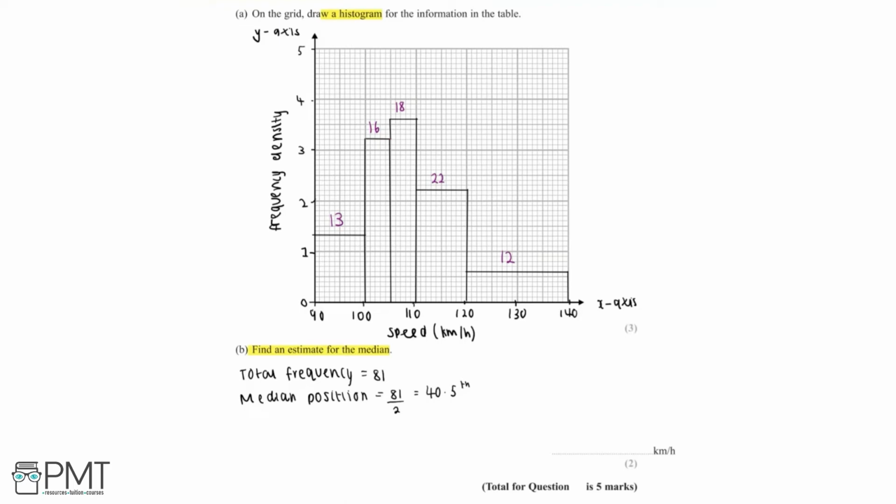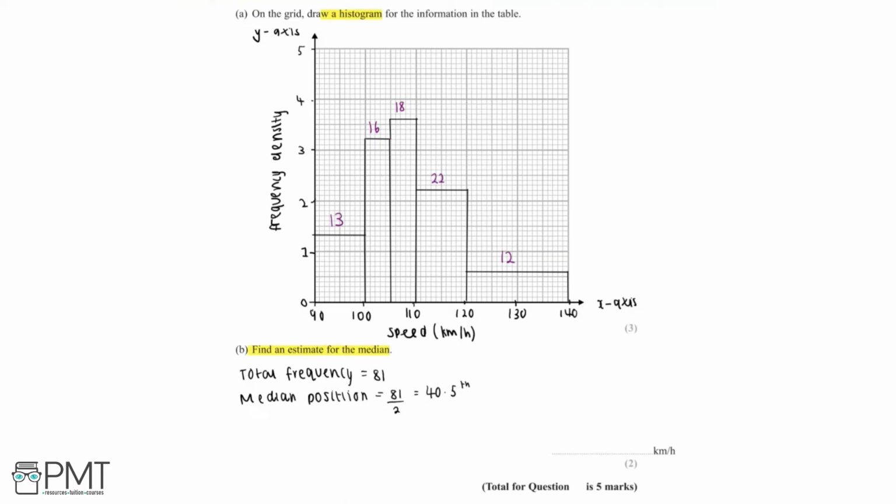Now to find an estimate for the median using our histogram, we need to find out which bar the median value is found in. Looking at the first bar, we have a frequency of 13. If the median position is found at a frequency of 40.5, 13 is definitely too small, and so the median position will not be found in the first box. Now let's look at the second box. In the second box, our total cumulative frequency will be 13 plus 16, which is equal to 29. 29 is still less than 40.5, so our median position won't be found here.